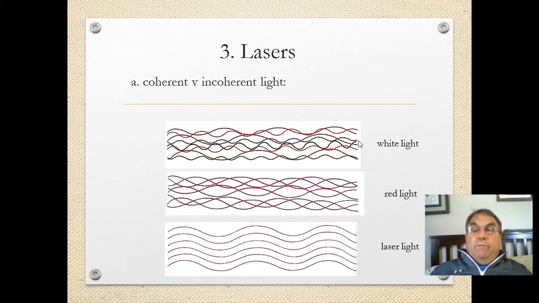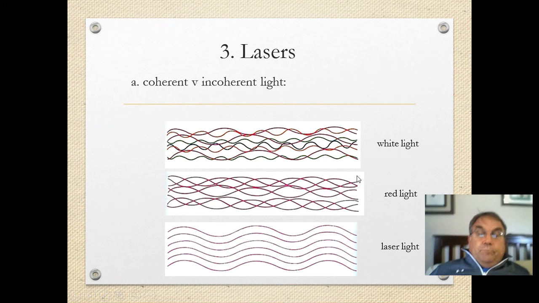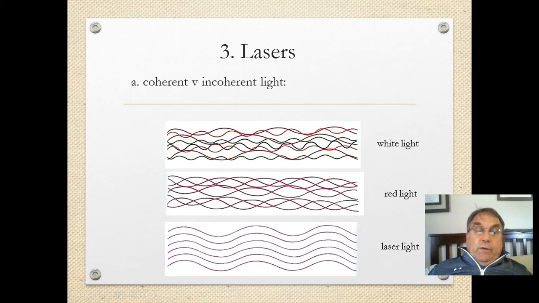Now, if we take a red filter and put it in front of this white light, then we will get red light, but it will still be incoherent. They'll be in phase, out of phase, but it's still monochromatic. It's still one color, but it's incoherent red light. But with laser light, you get waves that are in phase with each other and they're the same color. So this is what coherent light is.